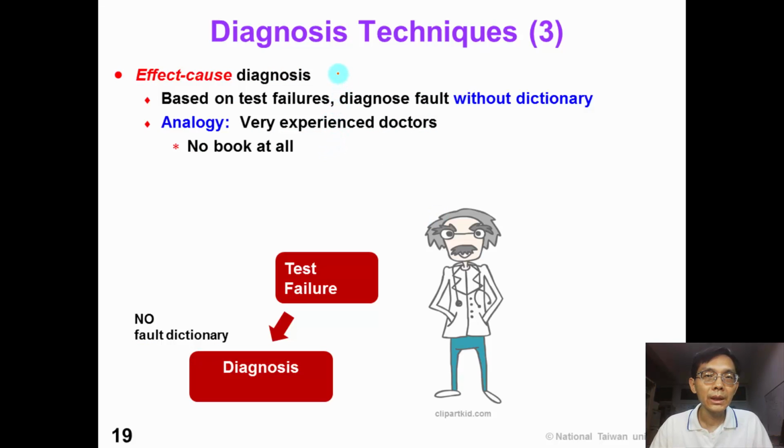The final diagnosis technique is effect-cause diagnosis. Based on the test failure, this diagnosis does not need any dictionary. It will do logic reasoning to figure out the fault. As shown in this figure, this diagnosis technique does not need any fault dictionary. In analogy, this is like a very experienced doctor with no textbook at all.